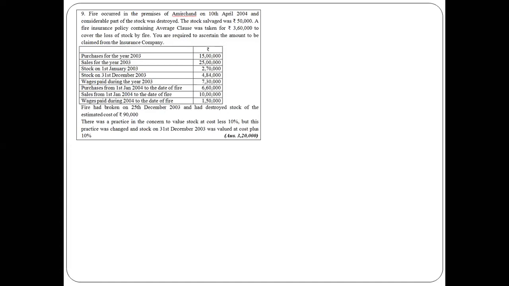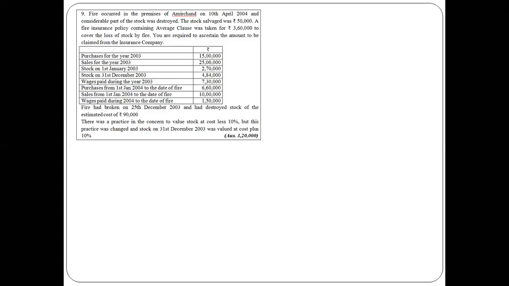There was a practice in the concern to value the stock at cost less 10%. So they were valuing stock at cost less 10%. But the practice was changed from which date? From 31st December 2003. In the sense, closing stock in the trading account was valued at cost plus 10%. Opening stock was valued at cost less 10%, but closing stock was valued at cost plus 10%. So what we have to do is bring it to cost for the convenience of calculation of value of claim.